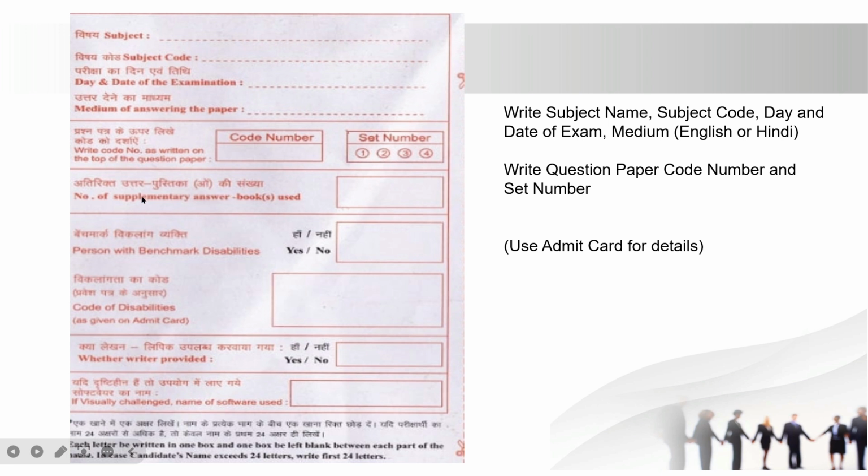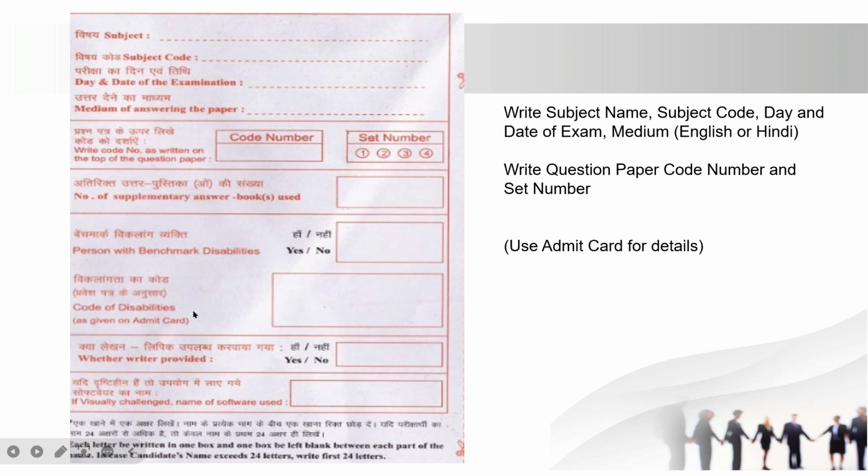And then you need to fill in the number of supplementary answer books used. This you can't fill in the first time, while writing the exam. After completing the exam, if you have taken any supplementary answer books, you can write how many you have taken here. And then next comes persons with disabilities. If you are someone who has disabilities, you need to mention it here. You need to mention yes or no. Okay. If not, you can mention no here.